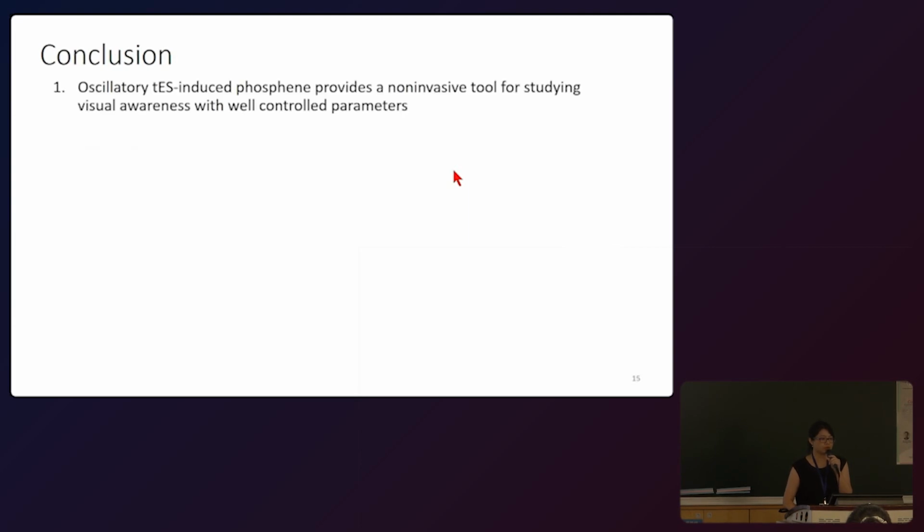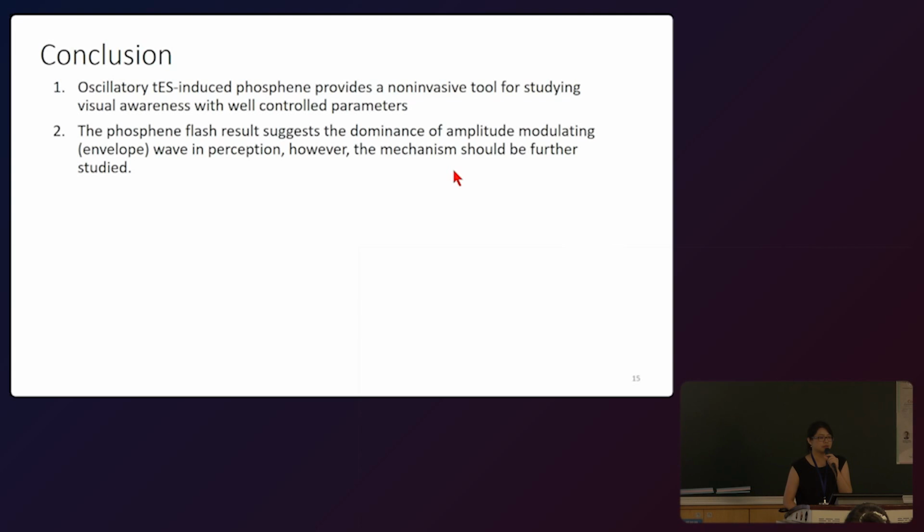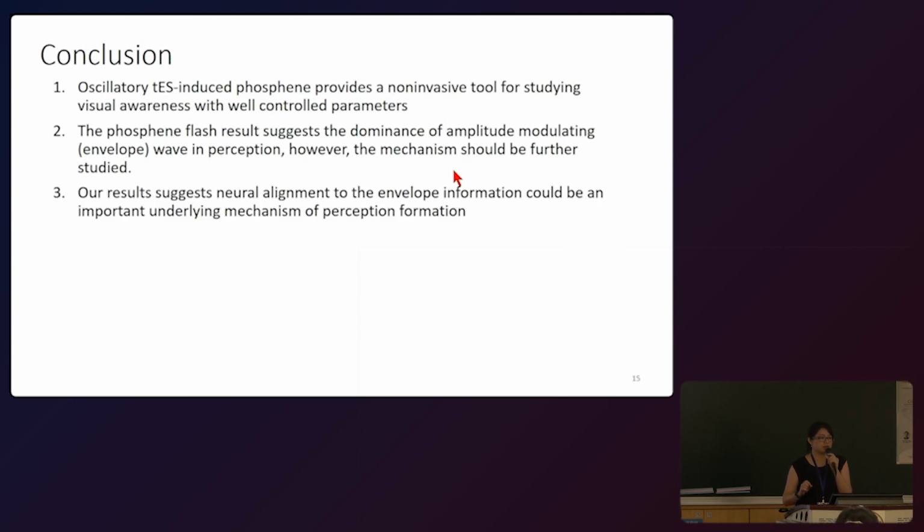Okay. So to conclude, I hope I can persuade you that the oscillatory TS technique can be a good tool to study visual awareness because it has well controlled parameters. And the second is that the phosphene flash seems to suggest the dominance of amplitude modulation, but I think the mechanism can be quite complex and we need more study there. And third, our results seem to suggest that neural alignment to the envelope information, or the AM information, could be important underlying our perception formation.